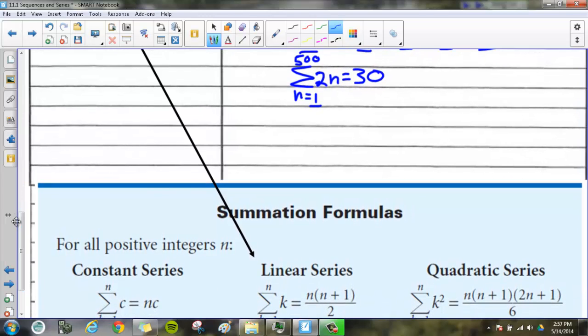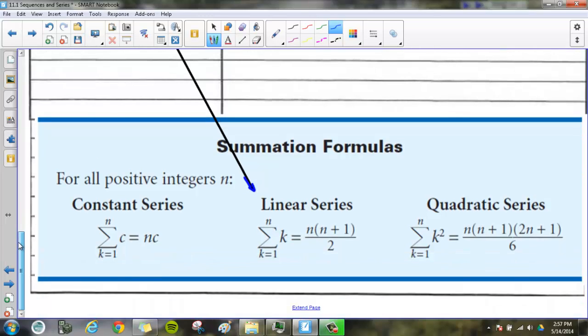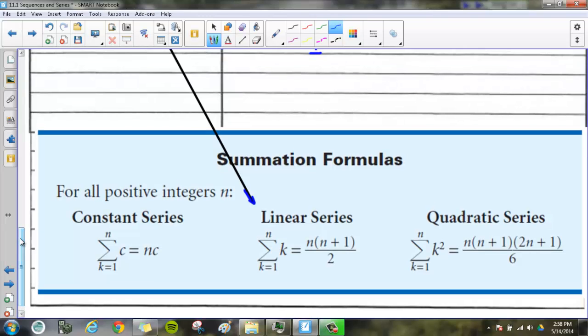And here's how it works. It's called linear series notation. If you have something like the sigma of k equals 1 to n of k, that's equal to n times n plus 1 over 2. Now, ours is a little different. Ours is sigma of k equals 1 to 5 of 2k. Well, then that just means we have to multiply this by 2 for our scenario.